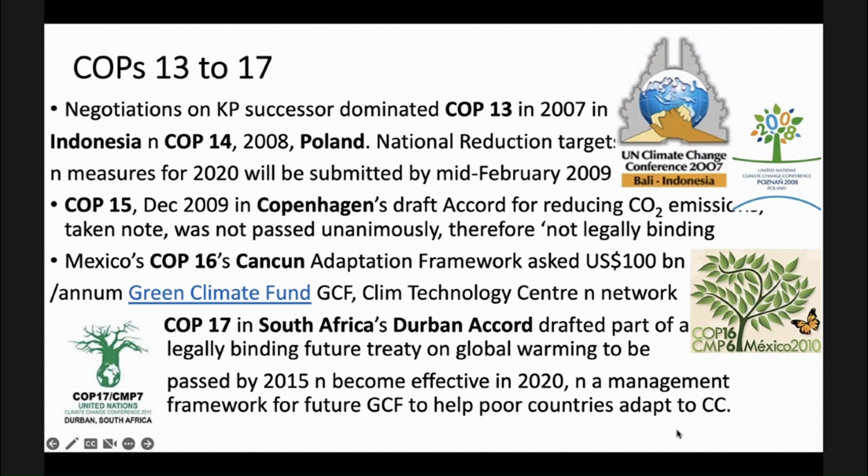COP17 in South Africa, the African COP, created the Durban Accord, which was a draft of a legally binding strategy on global warming to be passed by 2015. And that's what moved ahead to Paris. Next slide.